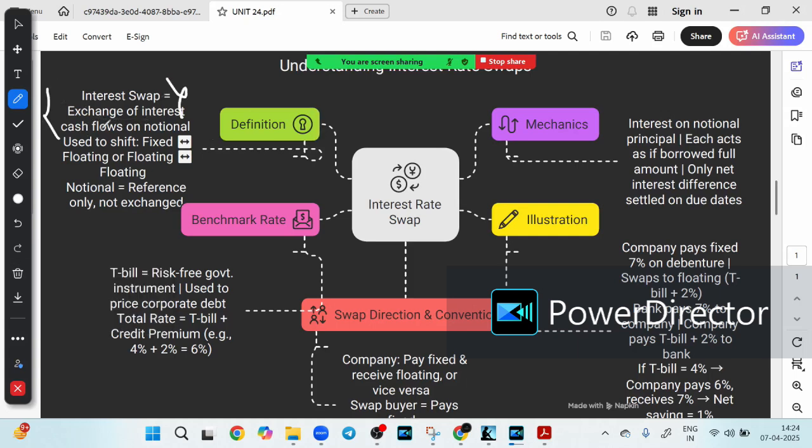So who receives fixed, right? A company may pay fixed and receive floating, or vice versa, depending on their risk profile and their rate outlook. What we just learned is that an interest rate swap means only the interest flow is exchanged, not the principal. It helps manage exposure to changing rates. It is great for cost saving, flexibility and financial engineering.